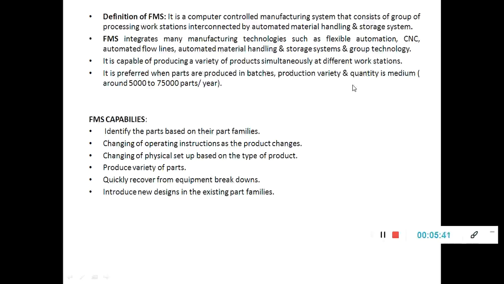It means that with the help of FMS, any number of different varieties of product can be simultaneously produced in the different workstations.